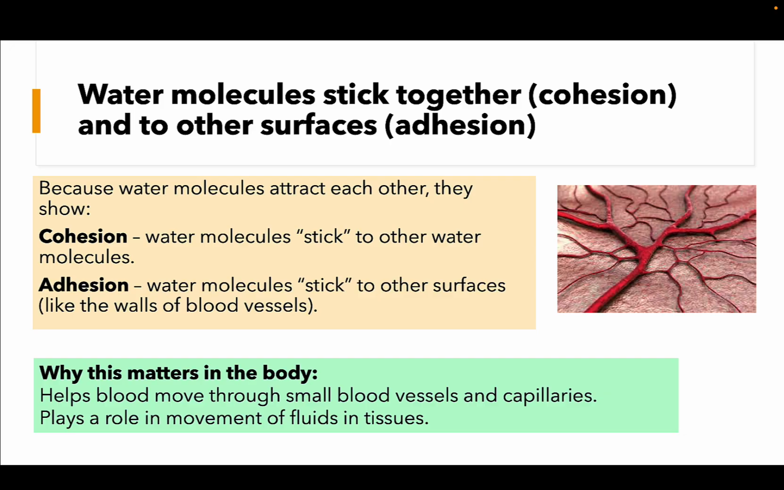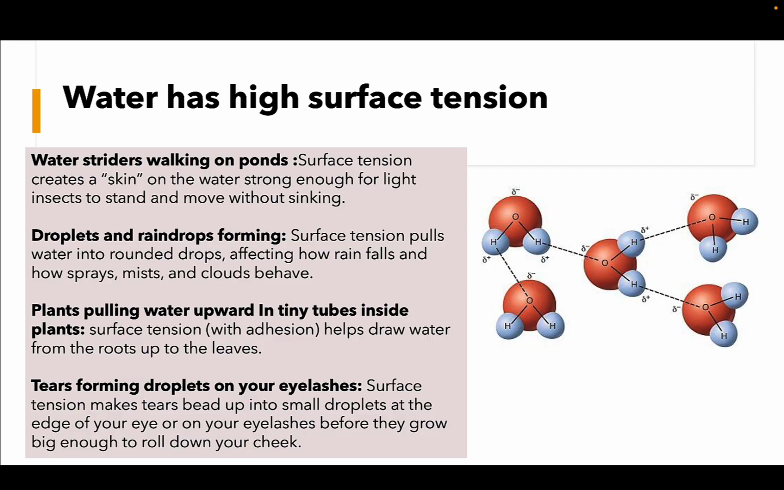This matters because it helps blood move through small blood vessels, capillaries, movement of fluids and tissues. Water's ability to cling to itself and remain a liquid and do all these things, again, show a lot of importance in water being the solvent of biology. And again, this surface tension is still this same idea. Water clings to itself due to its hydrogen bonding network, which is what we see here. Water striders walking on a pond, they can stand on water, right? Water may seem like a liquid and we just sink through, but surface tension of water is enough that if something is light enough, it can stand on water without sinking.